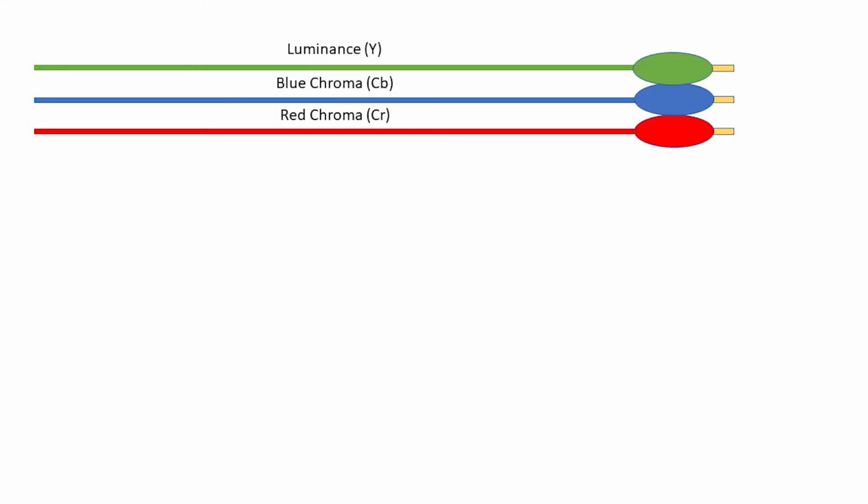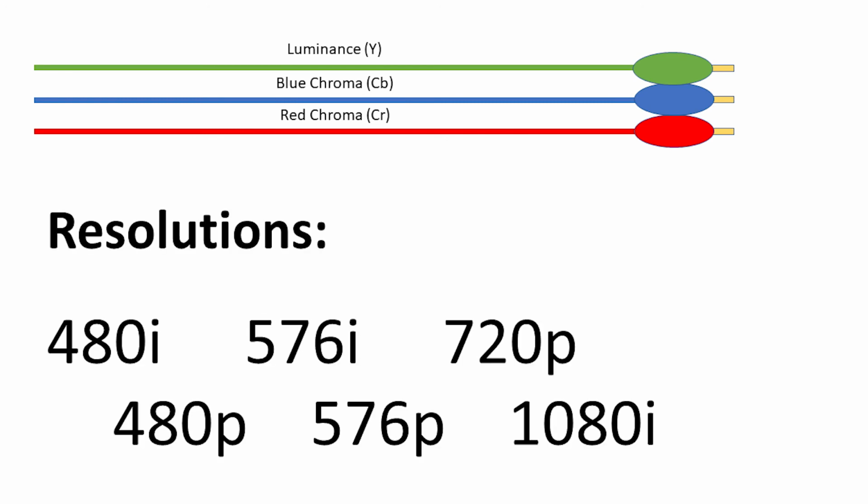Since any one of these wires could be used to transmit a 480i image on its own, using 3 wires also allows for a larger image to be sent to the television, or for the same size image to be sent in progressive scan. Resolutions supported by component cables include 480i, 480p, 576i, 576p, 720p, and 1080i.